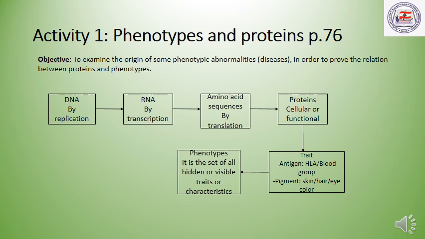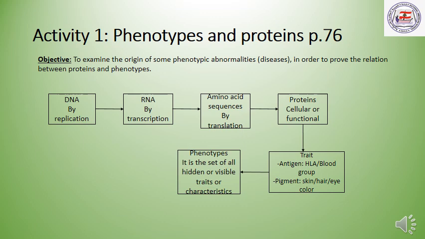As a recap to what we took in Chapter 3, the genes or the DNA is maintained by replication. Then it transforms into RNA by transcription process, which transforms to amino acid sequences by translation process. Then the obtained proteins are divided or classified into either cellular or functional proteins. These proteins are going to be considered as traits.